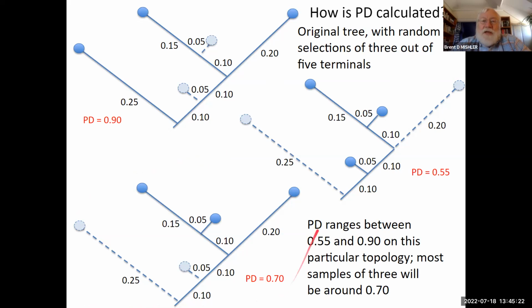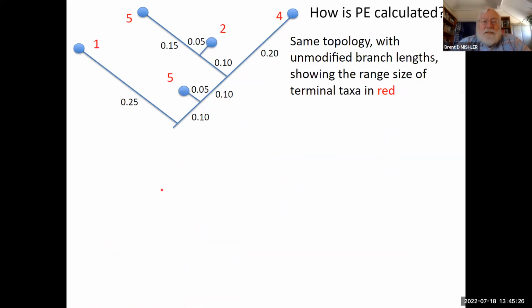Next, I wanted to show how PE works. So if we can go to the next slide, where now this is the same cartoon tree, but what we've added here is range size in red. So range size here means how many pixels a particular taxon occurs in. So 1 is the maximum amount of endemism. It's only found in one place, and 5 in this case is the most widespread. It's found in 5 places.